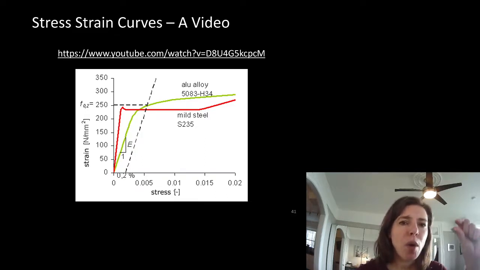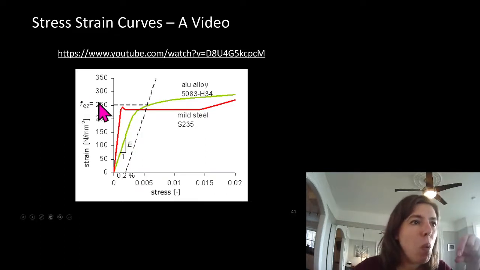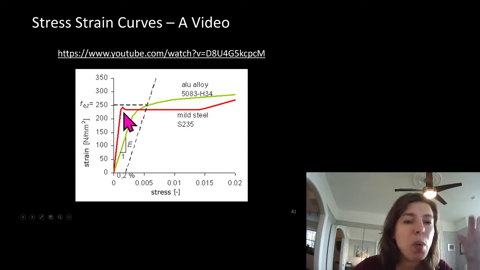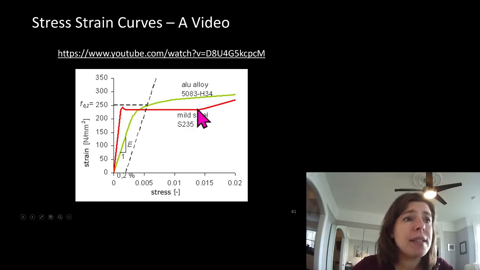She was more picky about what was happening right here at this point, but we're not worried about that too much. We have our yield stress and our ultimate stress, which are the things we're going to be worried about. But mostly what we want to do is stick it out in this zone right here. This is the zone that we like to work in as structural engineers.